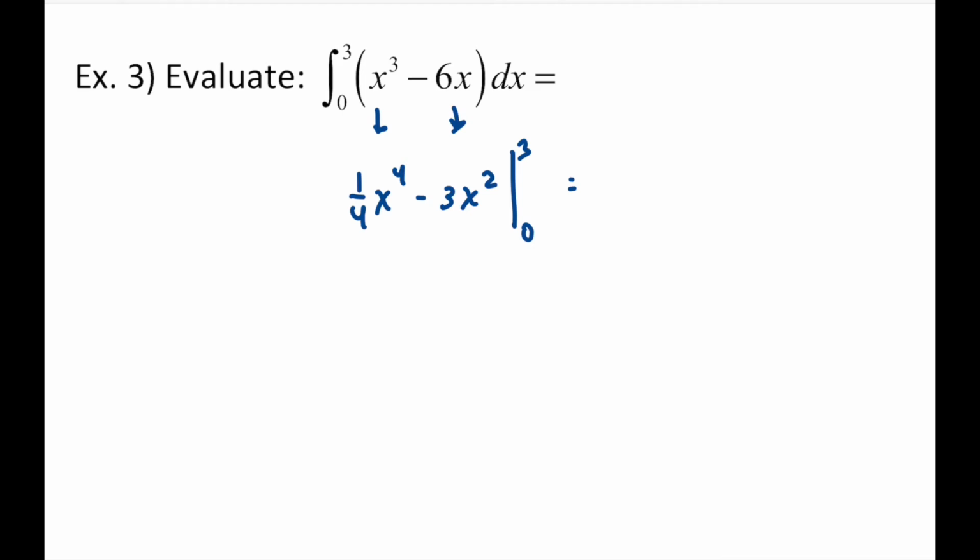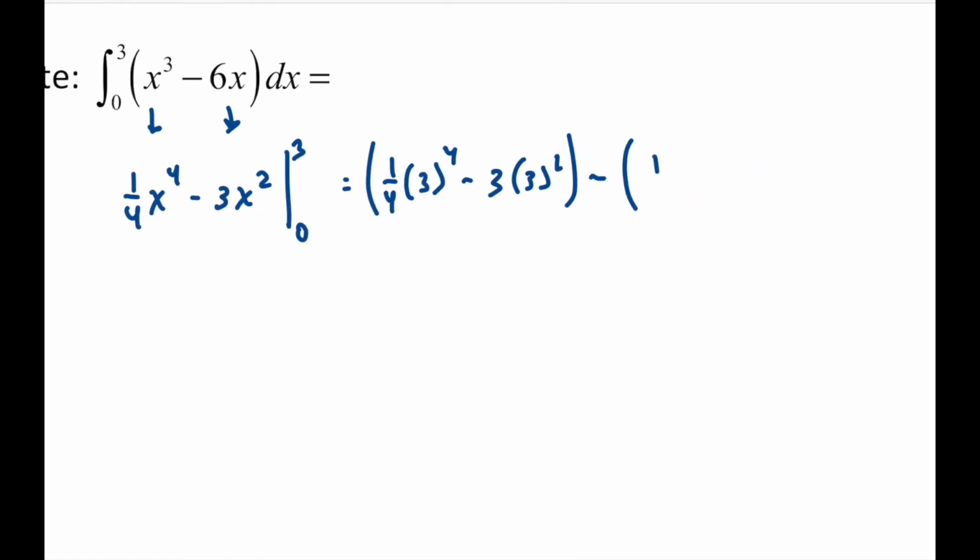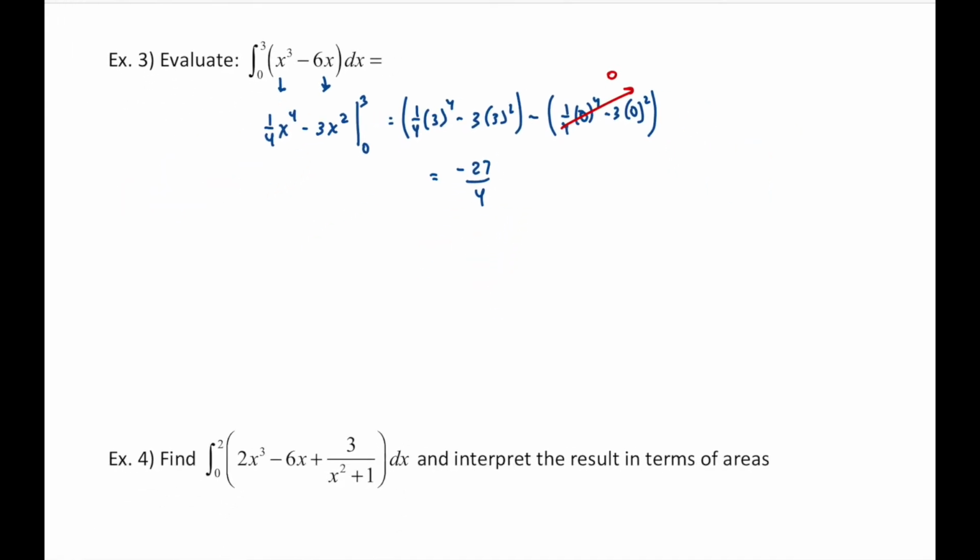So this is going to give us 1/4 times 3 to the fourth minus 3 times 3 squared. Subtract 1/4 times 0 to the fourth minus 3 times 0 squared. Of course, we recognize that that's just 0. And so this gives us negative 27/4. Check that work. Carrying on.